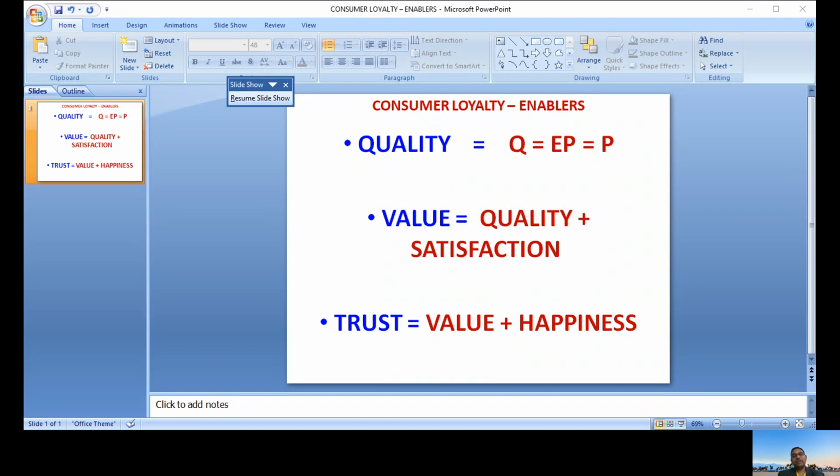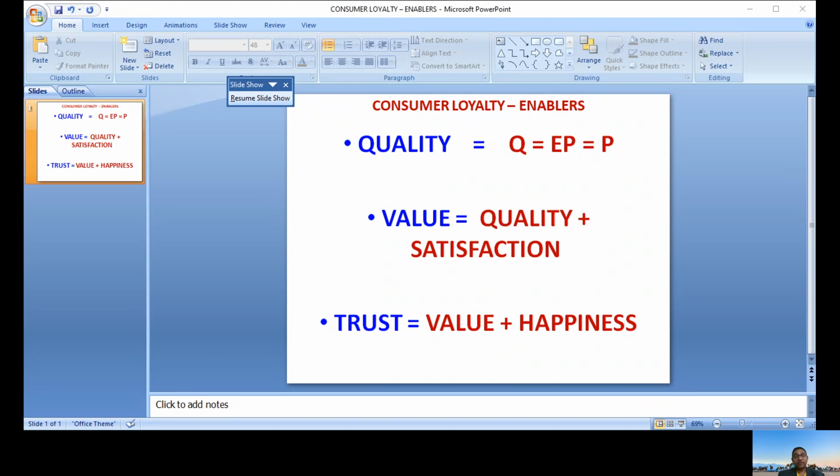So how can a company achieve this trust, value plus happiness? You have to create happiness in the minds of consumers. It's not only the happiness you are offering through your product, service, or brand, but you should also give other offerings to consumers which make them happy. So constant excitement and surprises are the key aspects you can focus on to create happiness in the minds of consumers.